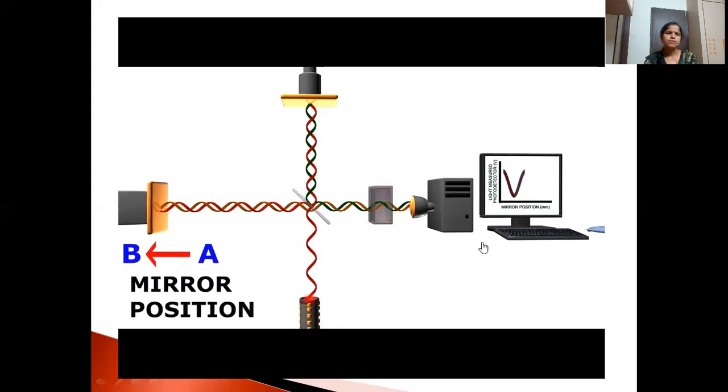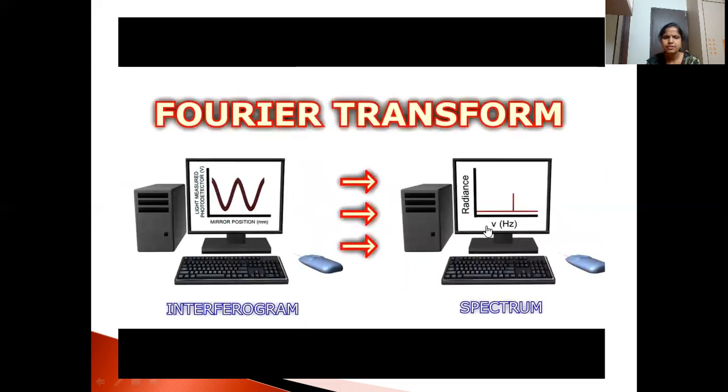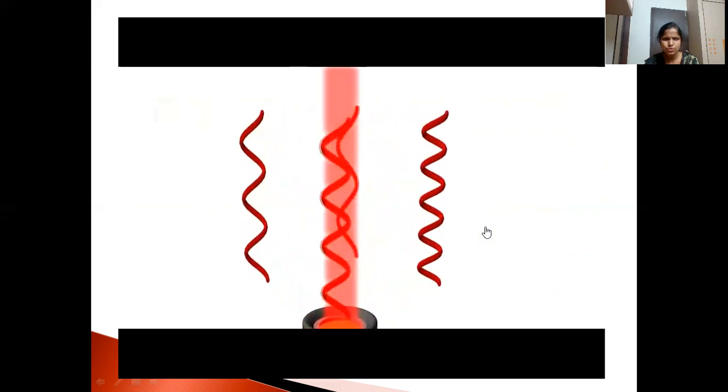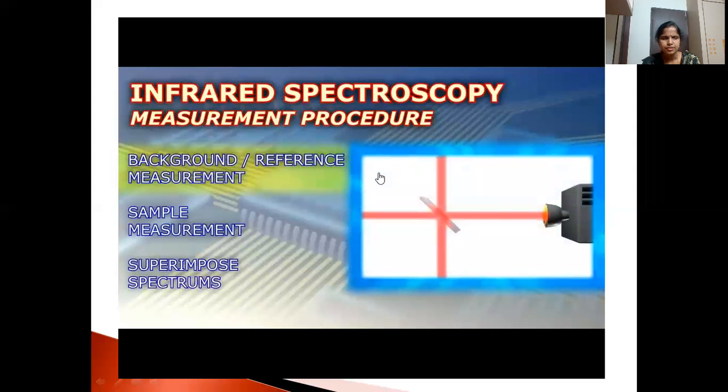So when the mirror is moving from A to B, we again get constructive interference, that is, the transmittance will be more, and then the transmittance again decreases. This way the spectrum is recorded. Now, whatever radiation source we take, it contains different wavelengths of light, and these will show this type of spectrum, which is then converted into a frequency domain spectrum.